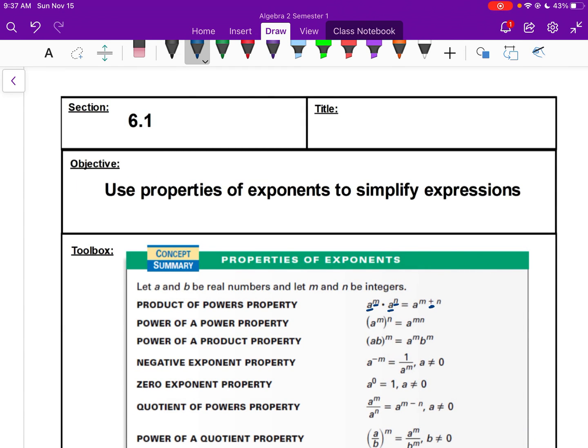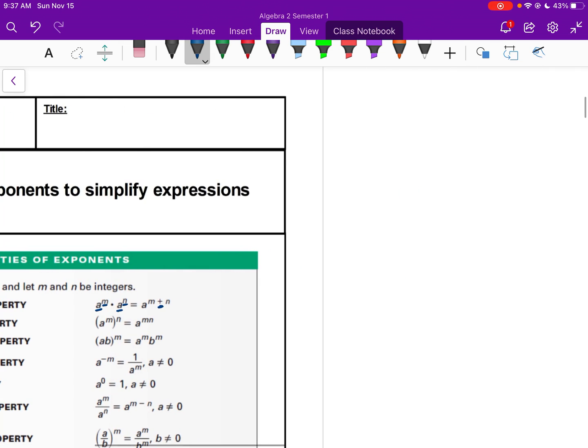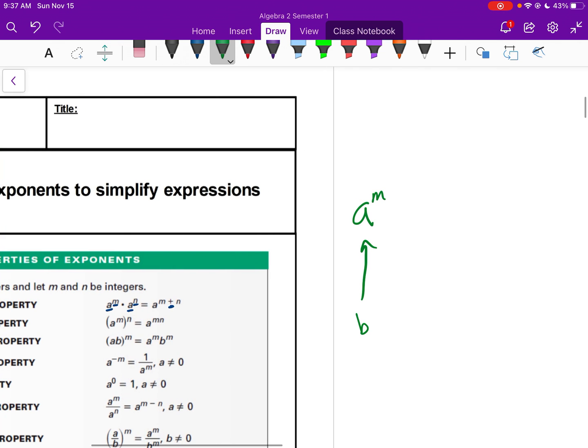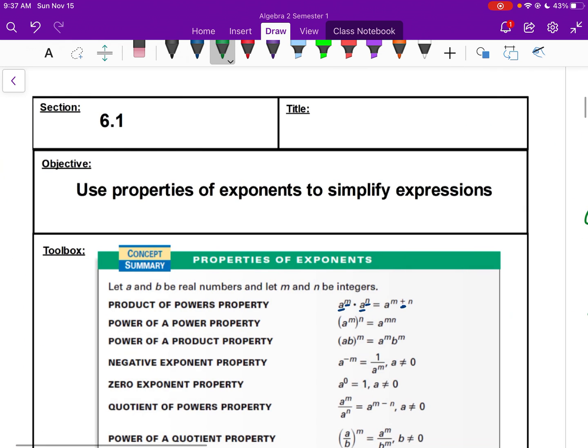All right, 6.1. In this lesson, we're going to use properties of exponents to simplify expressions. Before we talk about those properties, there's a thing we need to know. If we have something a to the m power, the a is our base. The number that's the superscript is our exponent. So know those terms: a is the base, m is the exponent.